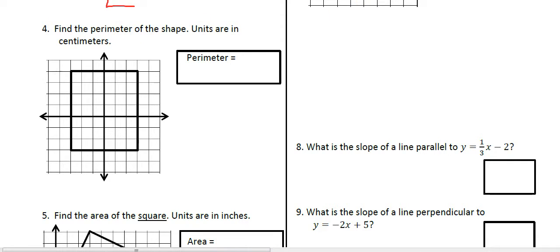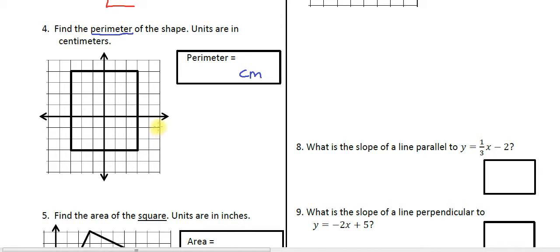Just be careful here on these questions. Pay attention to whether it's asking for perimeter or area. So perimeter of the shape and units are in centimeters. I might as well go ahead and write centimeters over here since I know it's going to be in my answer anyway. And the perimeter of a shape is the measure of the outside of the shape, where you take all the side lengths and add them together.